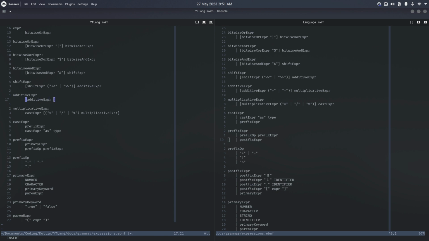Additive expression, followed by our operators, which are the plus and minus. And then multiplicative expression.